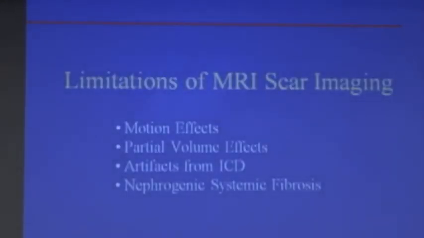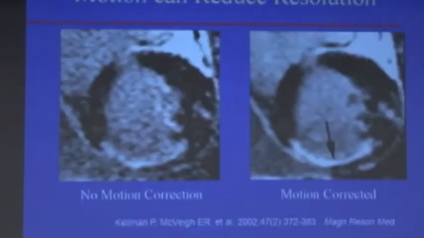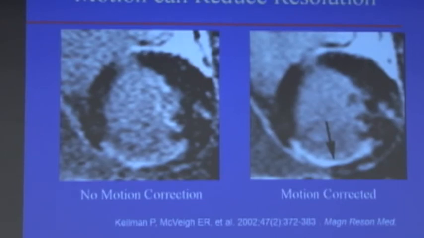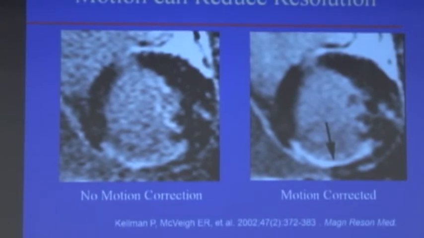So there are certain limitations to MRI scar imaging. There's motion effects, there's partial volume effects, there's artifacts from the ICD, and there's the fact that they actually have an ICD at all, and then there's nephrogenic systemic fibrosis. So motion can reduce resolution. I kind of made light of the fact that non-moving hearts give the best MR images. And in fact, there's a lot of work being done by a lot of people doing motion correction, and I think the MR images are getting to be improved dramatically.